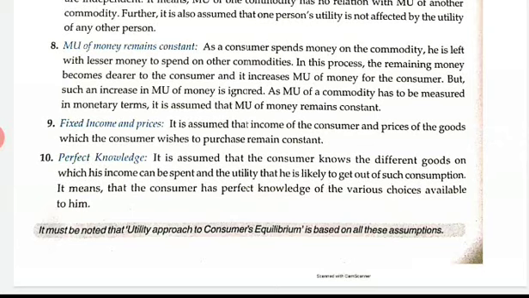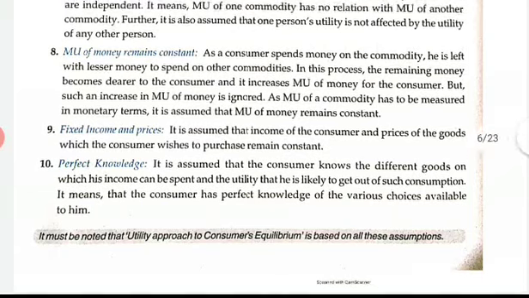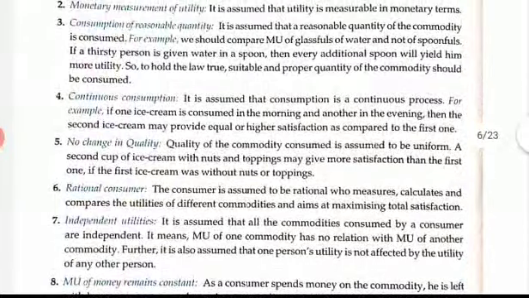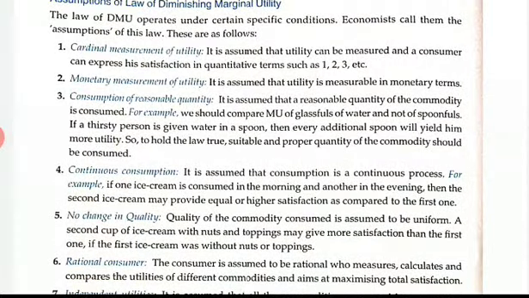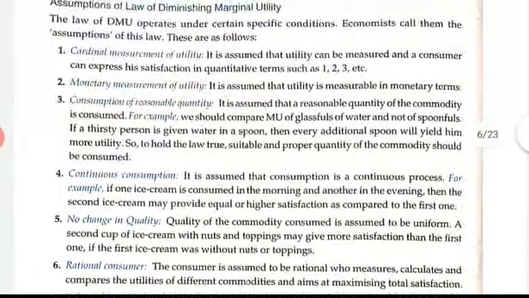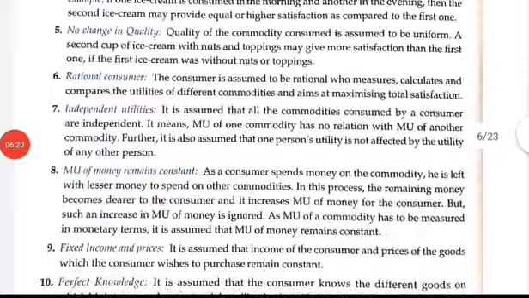Perfect knowledge. It is assumed that the consumer knows the different goods on which his income can be spent and the quality and the utility that he is likely to get out of such consumption. It means that the consumer has perfect knowledge of the various choices available to him. These are the few assumptions of the law of diminishing marginal utility. From this, one is very important: MU of money remains constant, rational consumer, monetary measurement of utility, cardinal measure of utility. These are the important assumptions of this law of diminishing marginal utility.